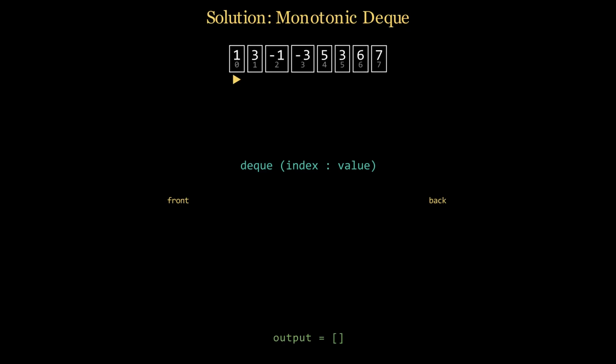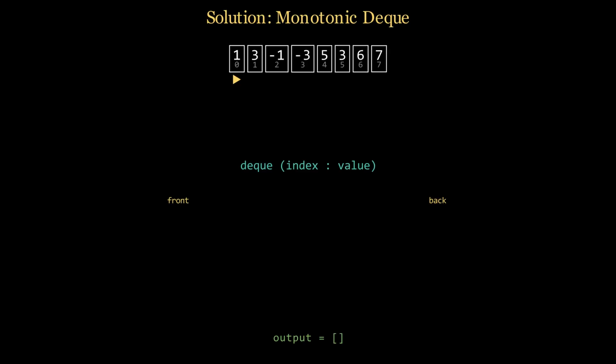We use a deque, front on the left, back on the right. We process each index from left to right. At each step we may pop from the front if that index has left the current window, and from the back we pop any index whose value is less than or equal to the current value. They can never be the max. Then we push the current index to the back. The front of the deque is always the current window maximum.